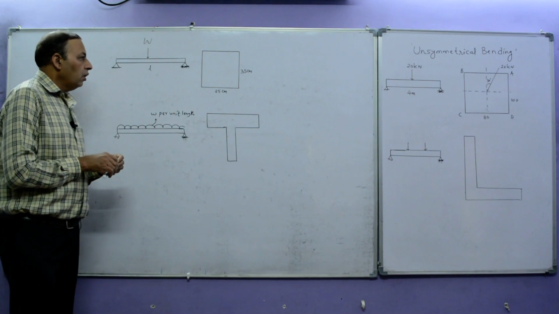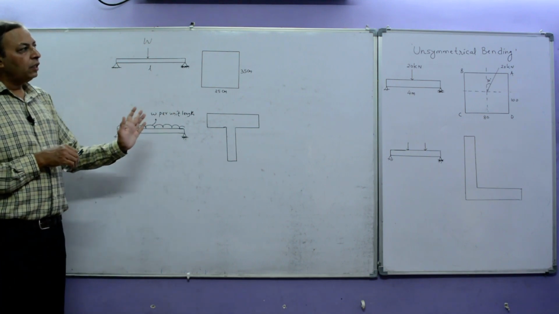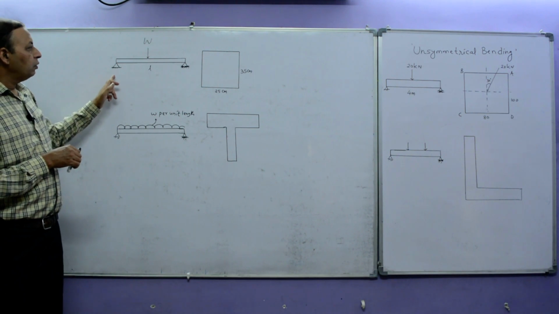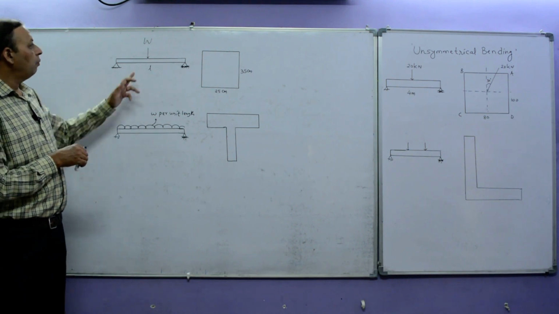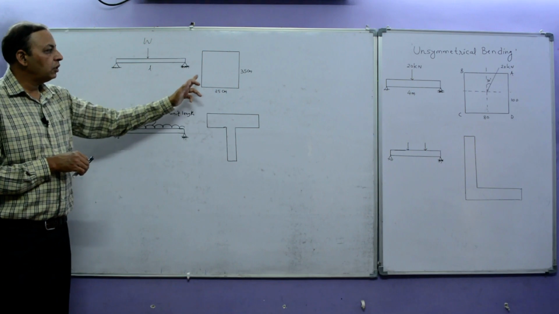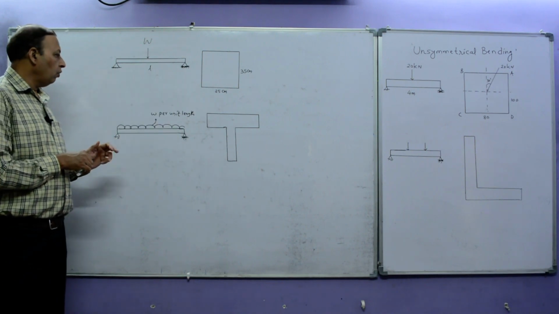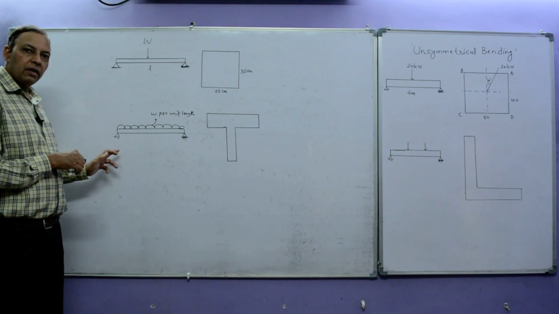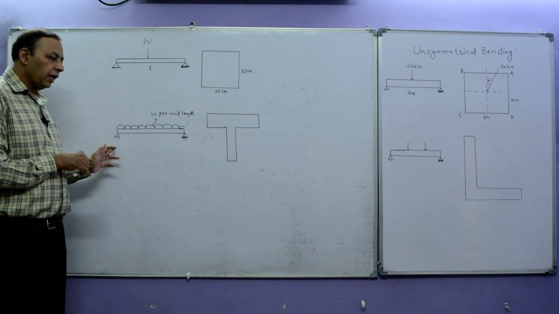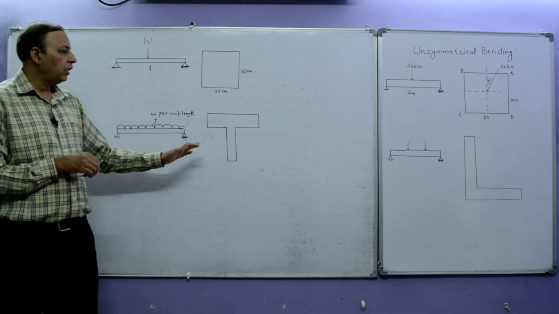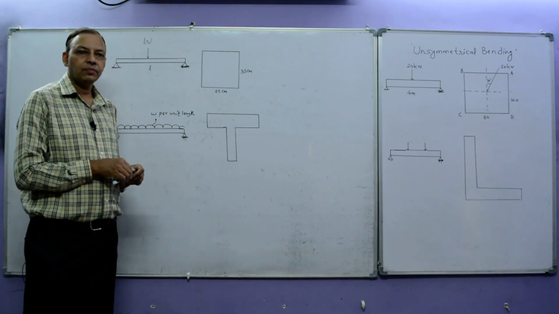So I have divided it in 2 parts. In the first part, there is a simply supported beam, a point load is there, and its cross-section area is a square or rectangle. Now in the second numerical, again a simply supported beam, there is a UDL and the cross-section area is a T section.